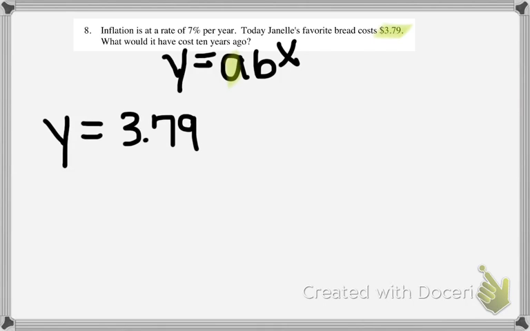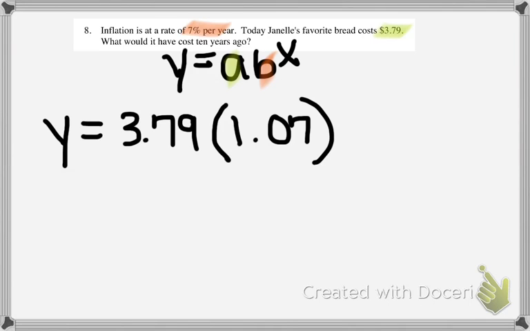Alright, next we find b. In the problem, it says inflation is at a rate of 7% per year. So it's increasing by 7% each year. So for b, we're going to say 1.07.